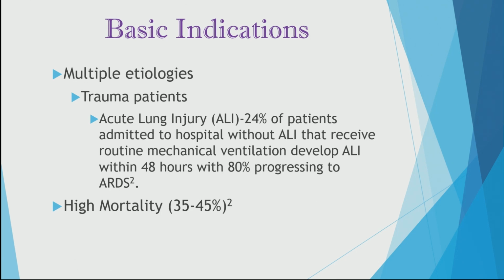Now, here's the thing with ARDS: it has a very high mortality rate, and it's been around for a very long time. We get better and better every year at understanding how this process affects the lungs, but it can affect the body in different ways. The mortality rate is usually around 35 to 45%.